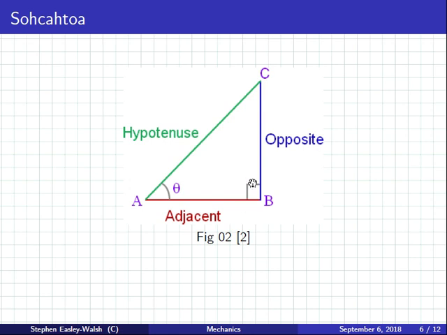90 degrees. Yeah, correct, 90 degrees. It has a name. Corner. Not bad, but not corner. We call this right angle. So this is called right angle, and this is called theta.